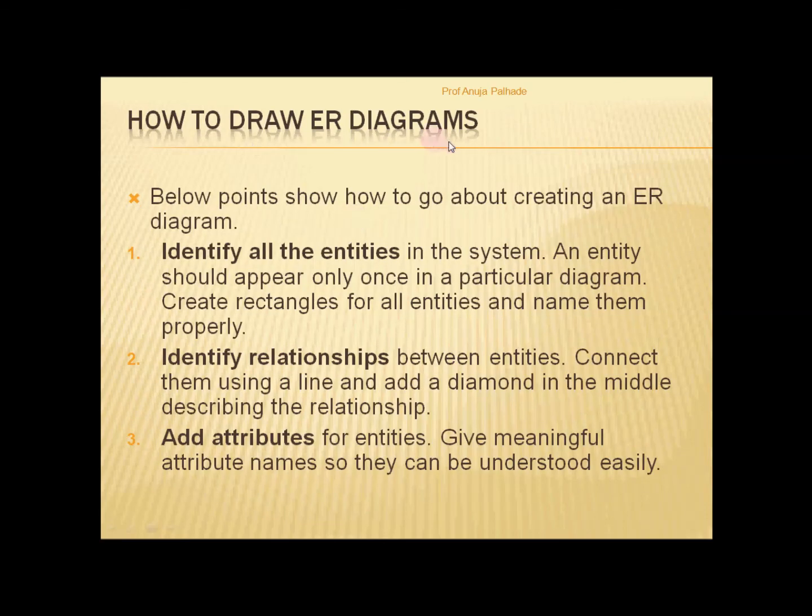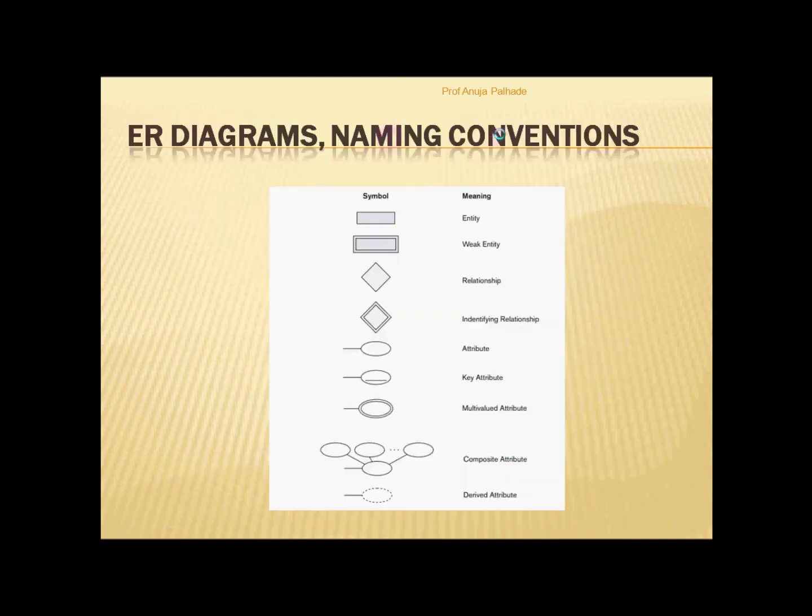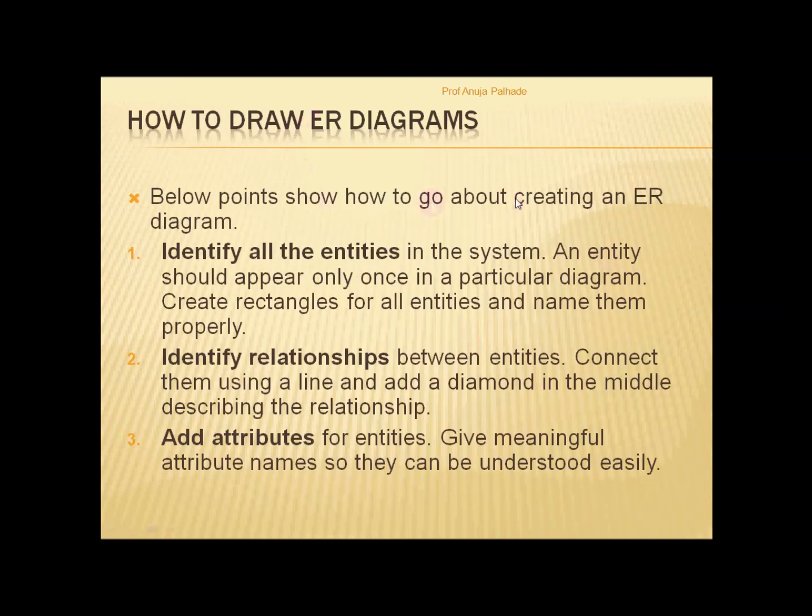How to draw an ER diagram? For drawing ER diagrams, we must be well acquainted with all the symbols, and you have to remember all these symbols for drawing the ER diagram. The points below show how to go about creating an ER diagram. First point, identify all the entities in the system. We must first find all the entities in our system. An entity should appear only once in a particular diagram. Create a rectangle for all entities and name them properly. The name of the entity should be meaningful.